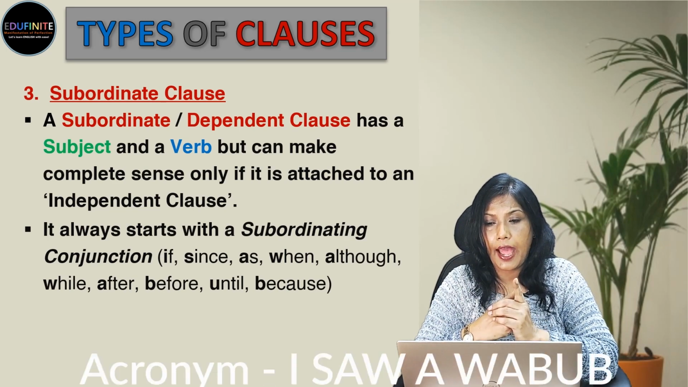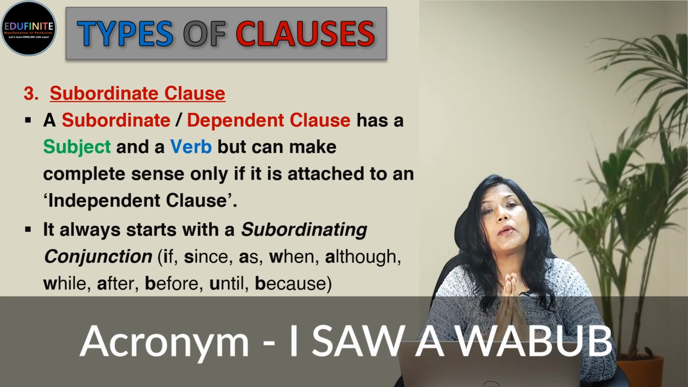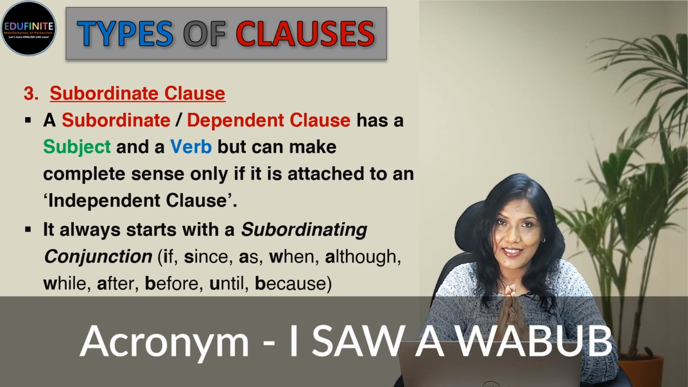And if you take the acronyms, you can remember it as I saw a WABUB. W-A-B-U-B. I saw a WABUB. That way you'll be able to memorize the subordinating conjunctions.